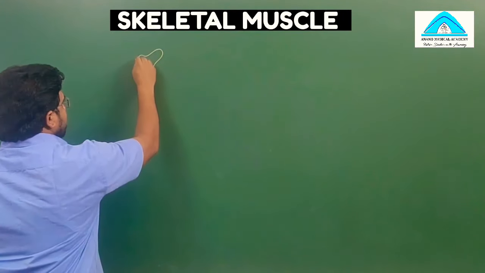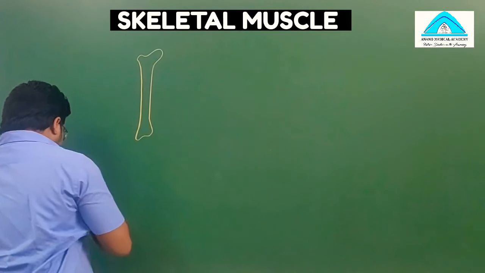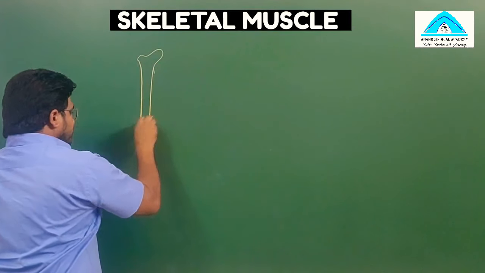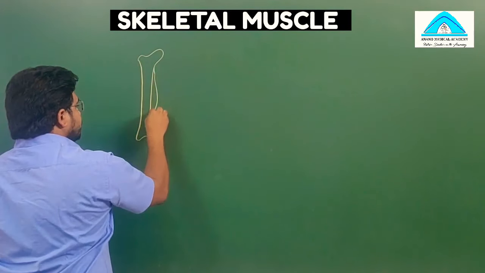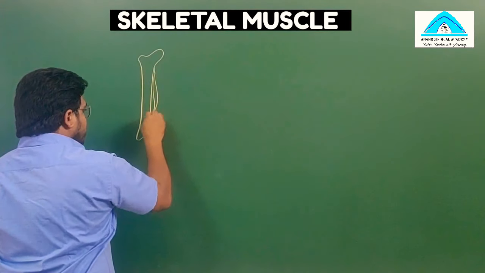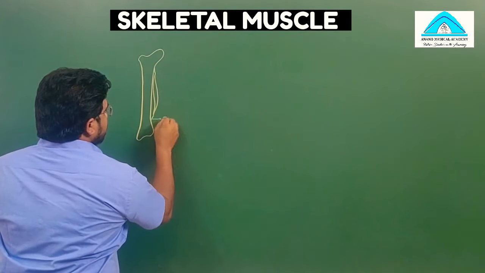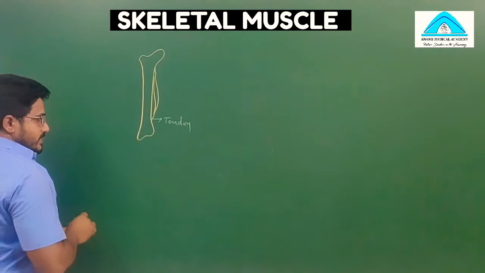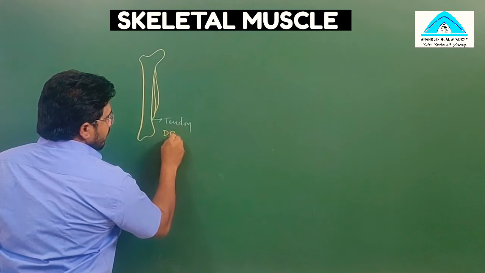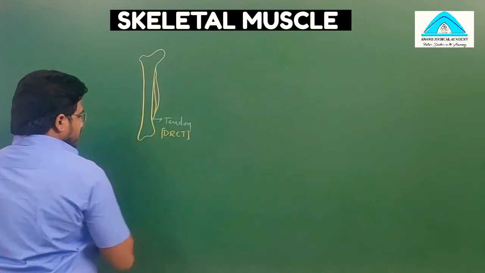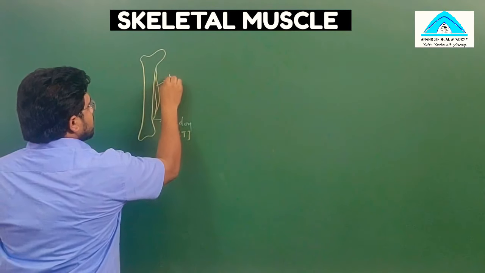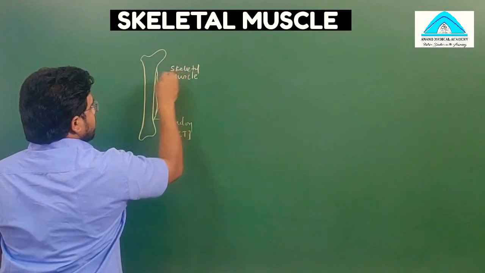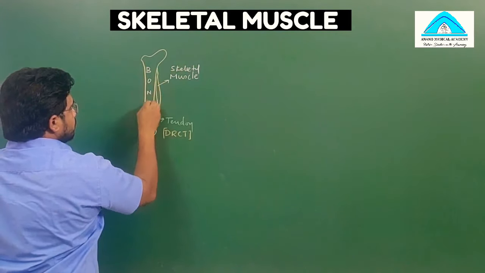Skeletal muscle means the muscle that exists with bone. Both ends of the muscle have a bone, and both ends of the muscle have a tendon. This is the tendon. Tendon is dense regular connective tissue, right? And this is muscle. Which muscle? Skeletal muscle. And this is bone.